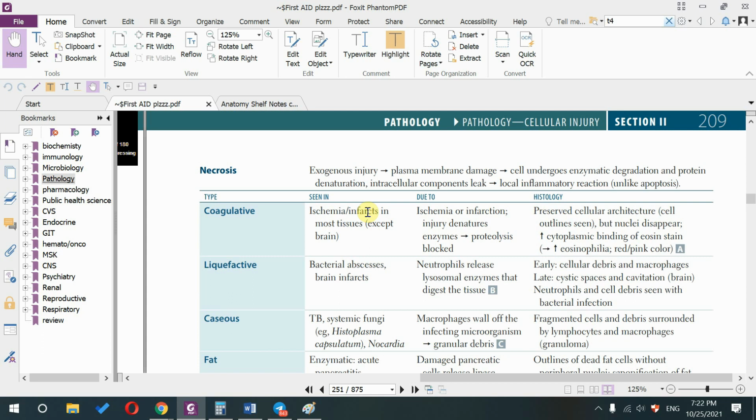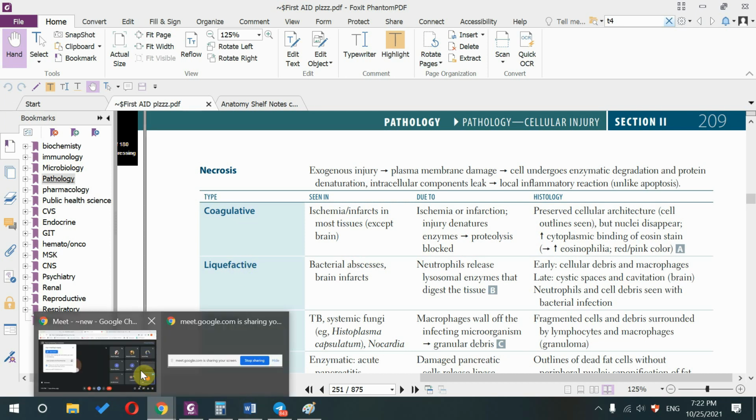The coagulative necrosis, I want you to know that this one is the most common between all of them. And it's seen in cases of ischemia and also in cases of infarction in most tissues, except the brain. Well, if I write except the brain, what does the brain have? It has liquefactive. Well, what is the difference between coagulative and liquefactive? The structure, guys. When coagulative necrosis occurs, the structure of the cells stays the same, while in liquefactive, it changes, it gets altered. I will show you an example of this.